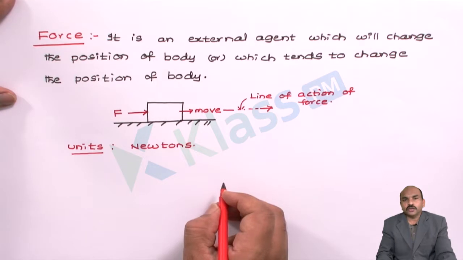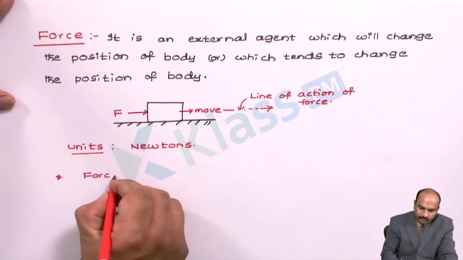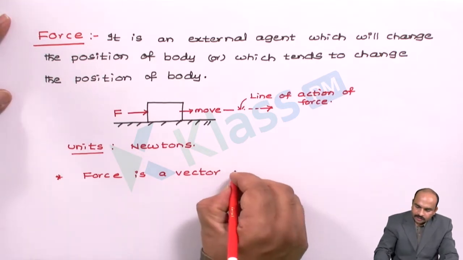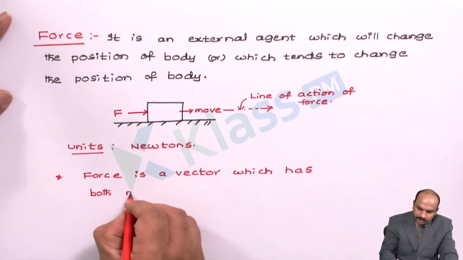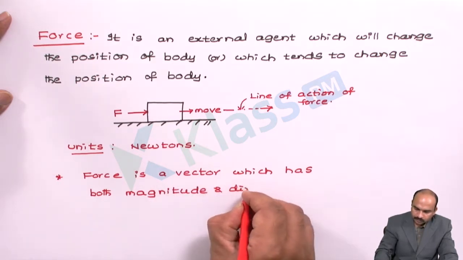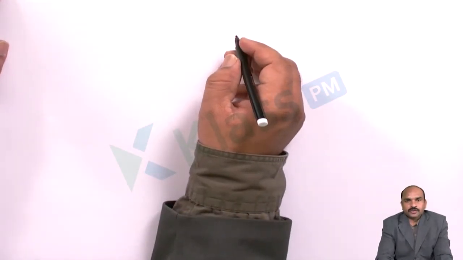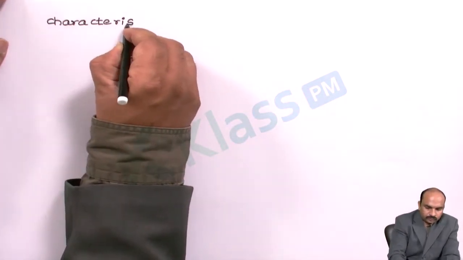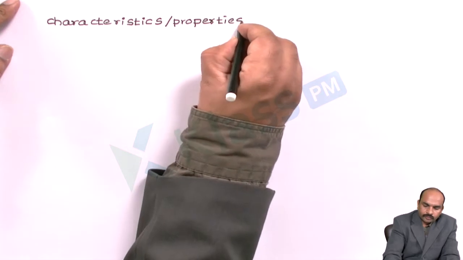Now let us see the units of force. So Newton is the unit of force. Force is a vector, we know that. Vector means both magnitude and direction. Now the different characteristic properties of force.